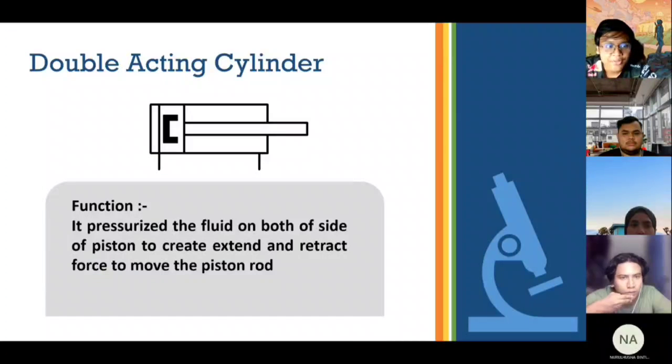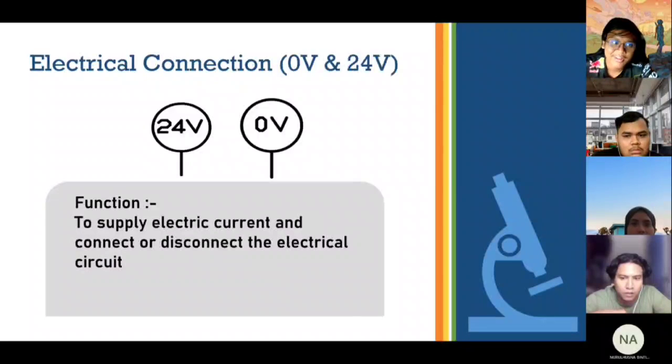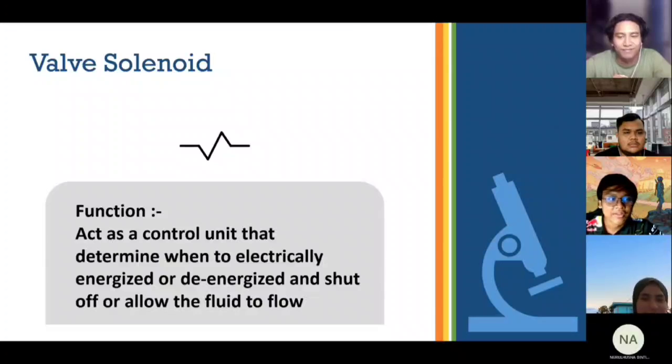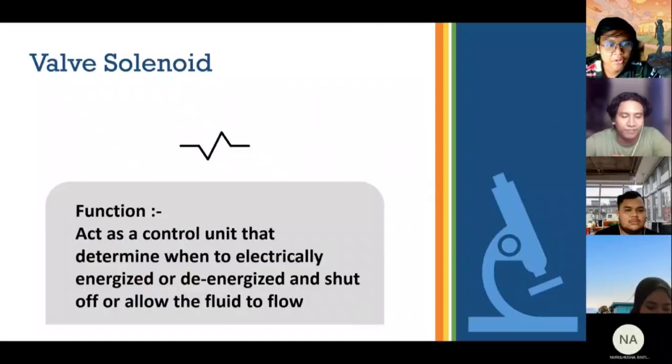Next, double acting cylinder. The function is it pressurizes the fluid on both sides of the piston to produce extend and retract force to move the piston rod. Electrical connection, 0 volt and 24 volt. The function is to supply electric current and connect or disconnect the electrical circuit. Next, valve solenoid. The function is to act as a control unit that determines when to electrically energize or de-energize, and shut off or allow the fluid to flow.